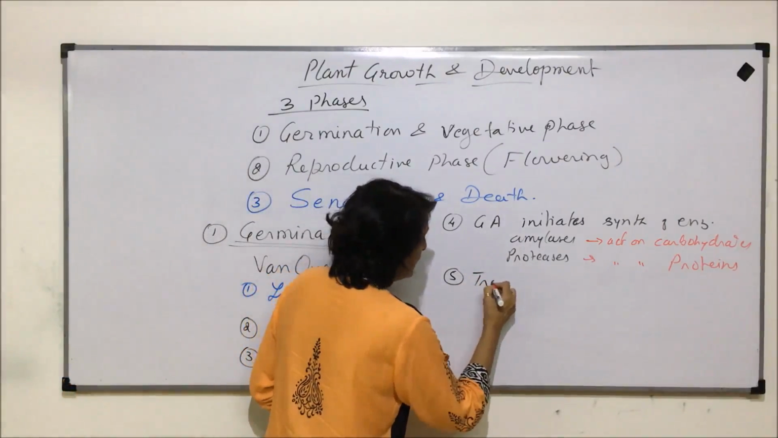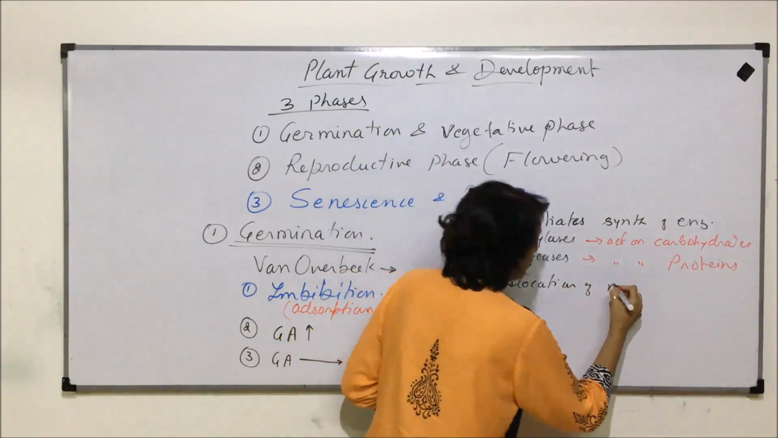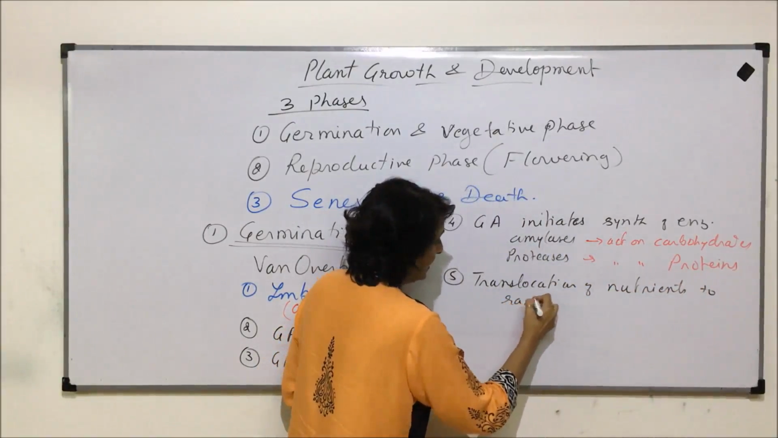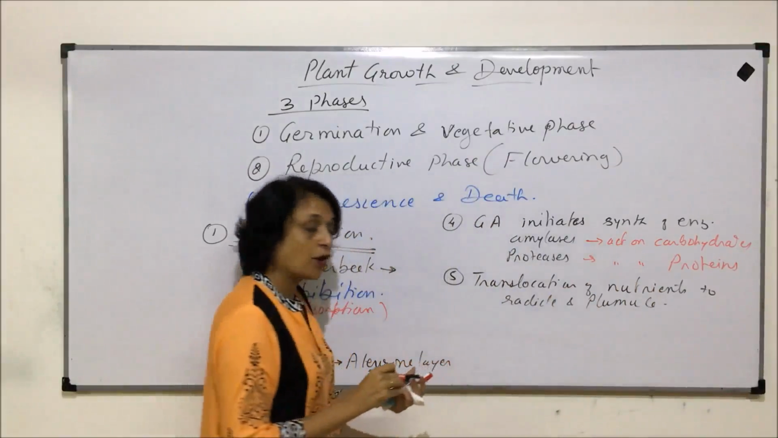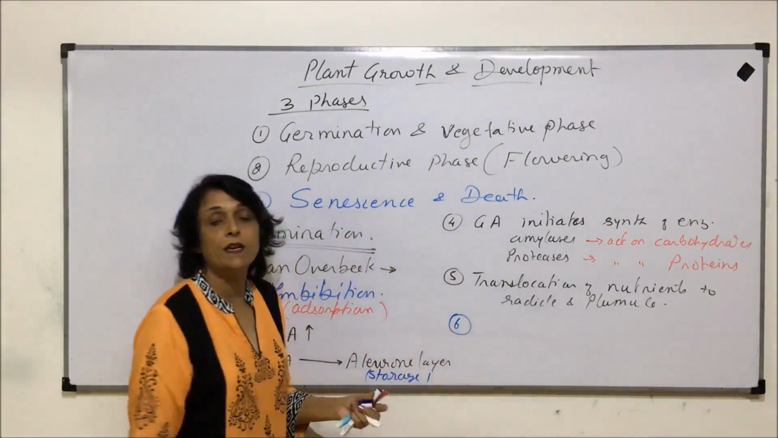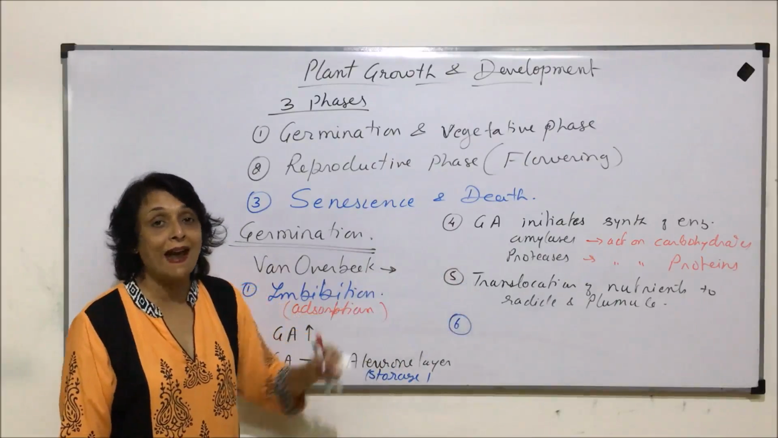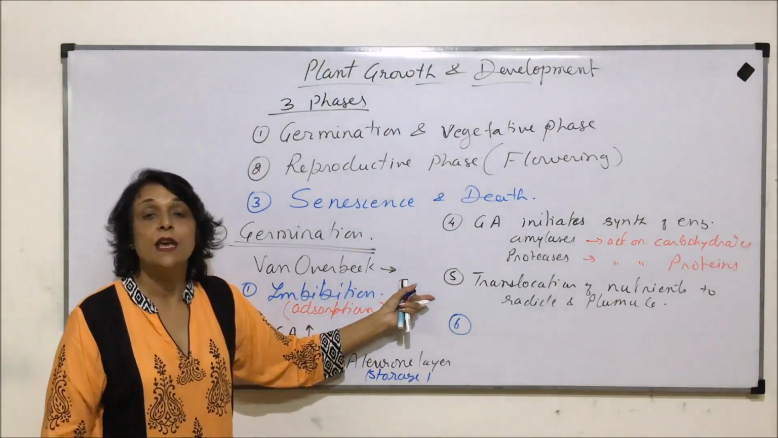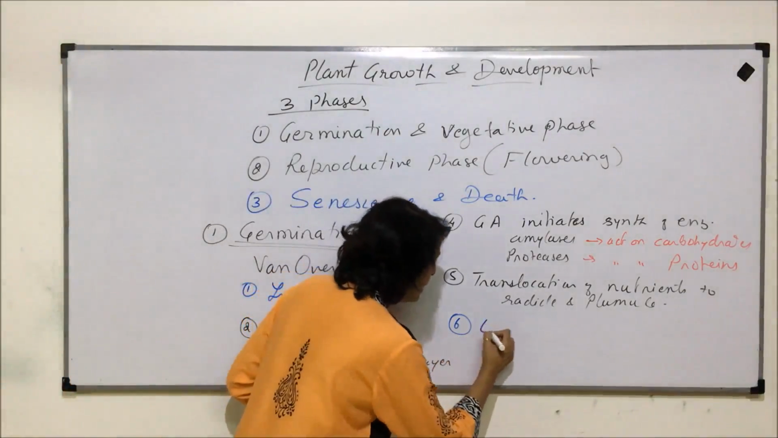So it is translocation of nutrients to the radicle and plumule, that is the part of the embryo. And then the first thing that happens when we say that the seed has germinated is the emergence of radicle. So when radicle emerges, that emergence indicates initiation of germination. So first it's going to be emergence.